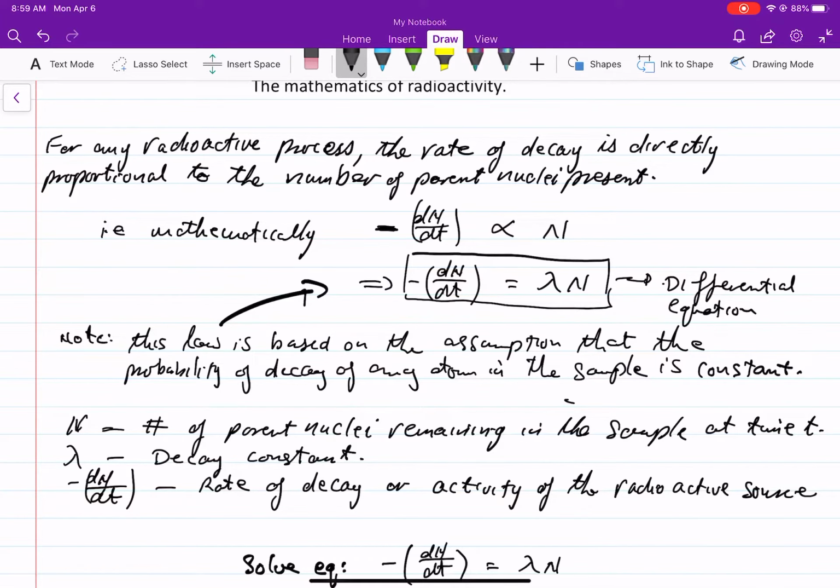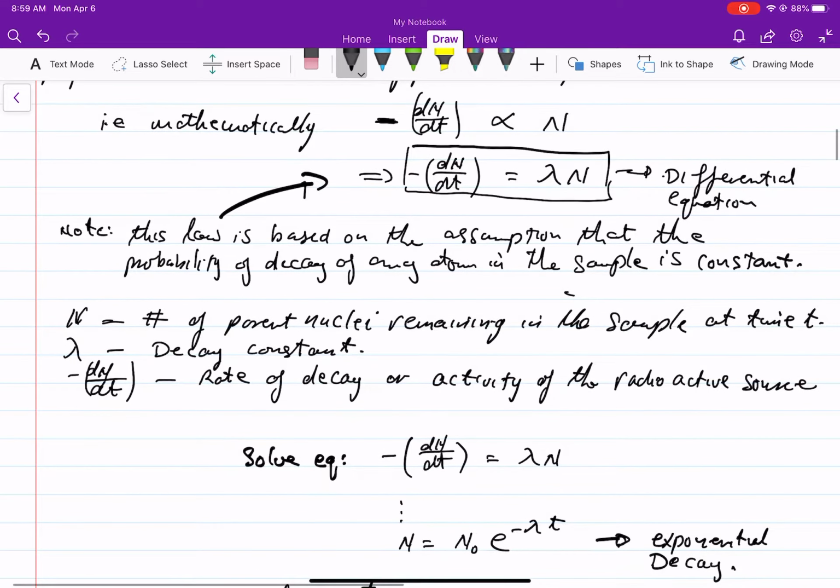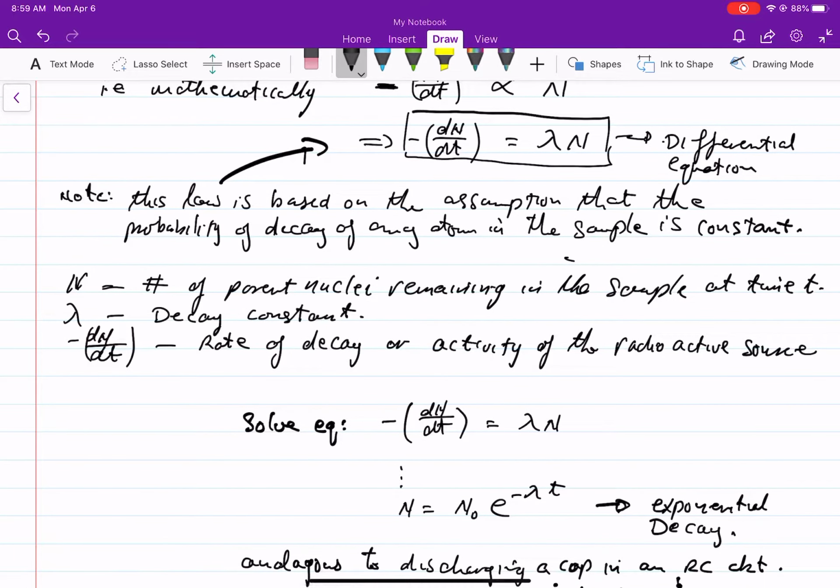So basically what you set up here is a differential equation, and we all know how to solve differential equations of this nature. You've all done so much calculus and differential equations in your pure maths, so you shouldn't have any problems. This is a separation of variables type differential equation, so no issues. Note this law is based on the assumption that the probability of decay of any atom in the sample is constant. The probability that any one atom will decay is the same as the probability of any other atom decaying.